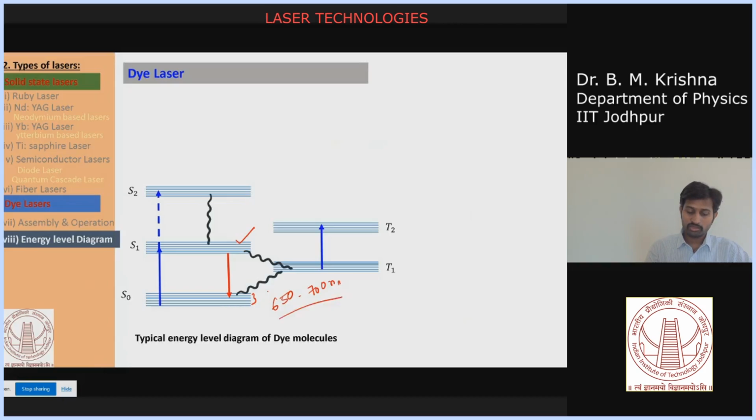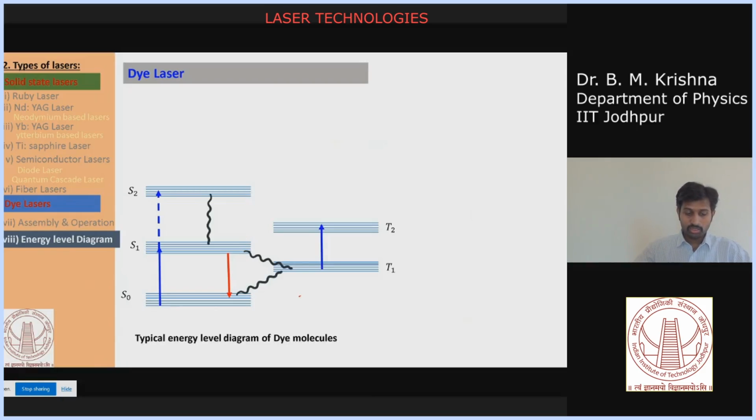So then you have a lasing action in those wavelengths. Okay, so this is your radiative transition. So that's where you see the fluorescence. So when you have a radiative transition, you have chances of having a population inversion, because the spontaneous emission will trigger the stimulated photons.